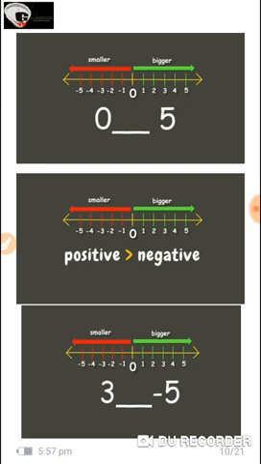Another rule is that positive integers are always greater than negative integers. Or you can say the numbers that are on the right side of the number line are always greater than the numbers that are on the left side of the number line. Now we know positive integers are on the right side of the number line, so they are always greater than the numbers on the left side. So if we have the numbers 3 and minus 5, 3 is a positive integer, minus 5 is a negative integer, so 3 is going to be greater than minus 5.